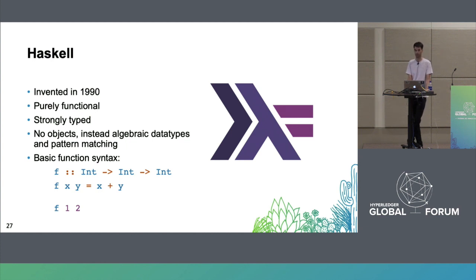And then also function invocation in Haskell looks quite different to what you may be used to from imperative languages. So instead of calling the function f and then putting it in brackets and then comma separating the input values, it's all just space separated in Haskell, like you can see at the bottom there.